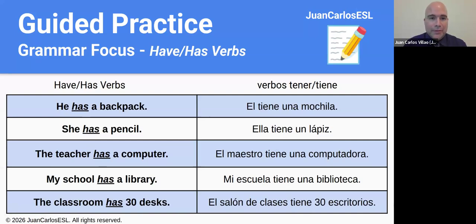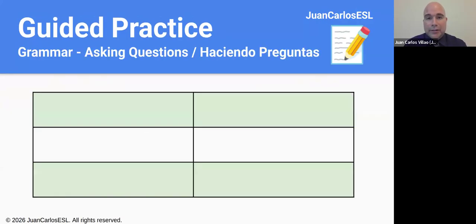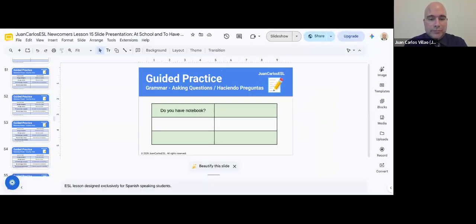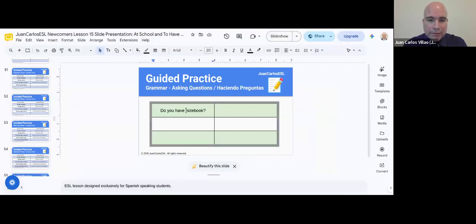Okay? So that is part of our guided practice. So now we're saying have and has in form of a sentence. Now let's take a look at questions. Vamos a ver ahora preguntas. ¿Cómo se utiliza este verbo en forma de preguntas? Let's take a look. Do you have a notebook? So that should be corrected to a notebook.